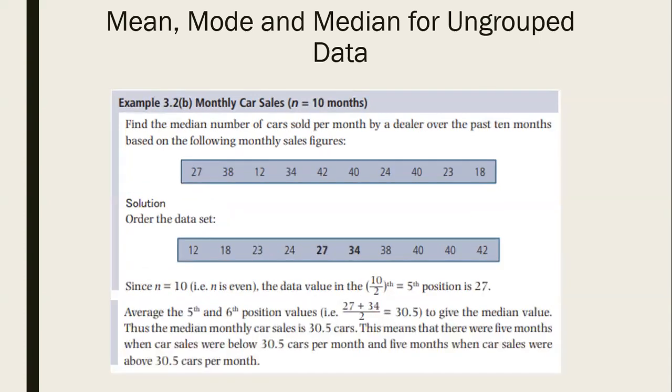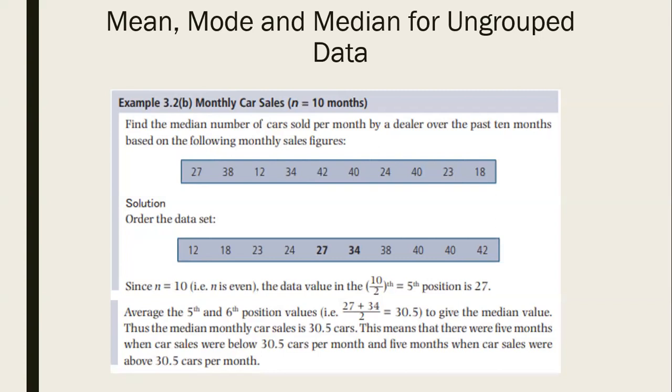All right. So now let's look at another example where the sample size, or the number, is even. We are saying find the median number of cars sold per month by a dealer over the past 10 months based on the following monthly sales figures. So these are just the values that you've been given. The first thing that you need to do is to arrange the data in ascending order, from the lowest value to the maximum value.